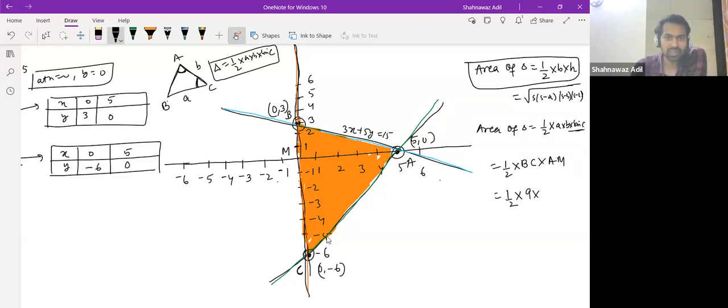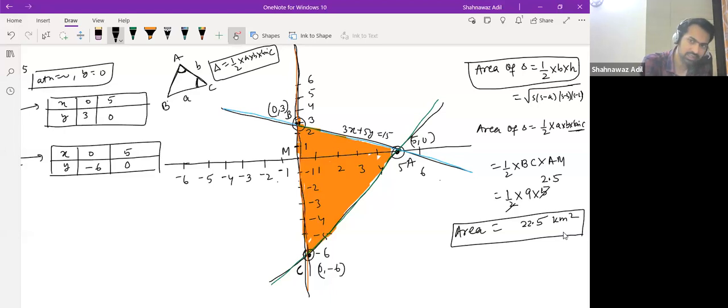And you guys already know the distance formula. So from the distance formula, we also can calculate, right, guys? So this is how much? 5. So this is how much? 2.5. So as Harshit was saying, kilometer square. So this is the area. Right.